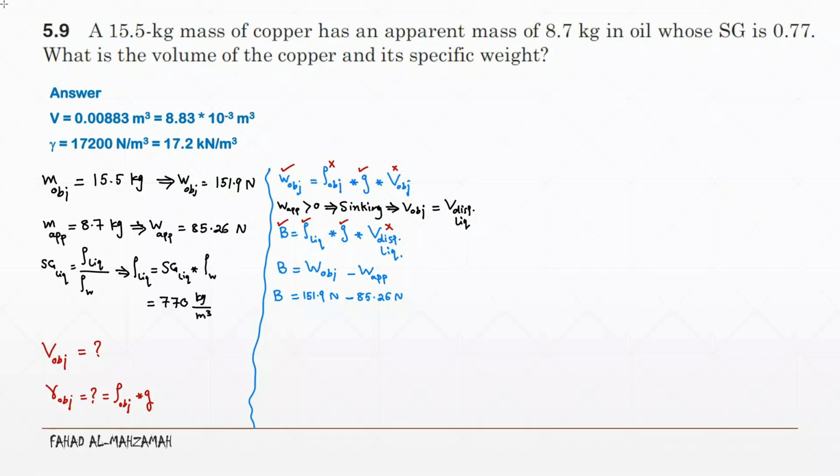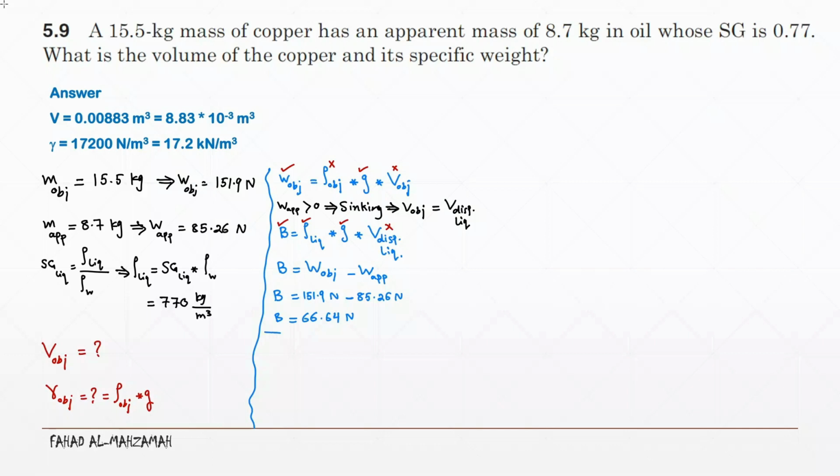Now the answer is 151.9 minus 85.26. You will get the buoyancy is equal to 66.64 Newton. This is the buoyancy. Now substitute the buoyancy in the previous equation, and then try to solve for the volume of displaced liquid.